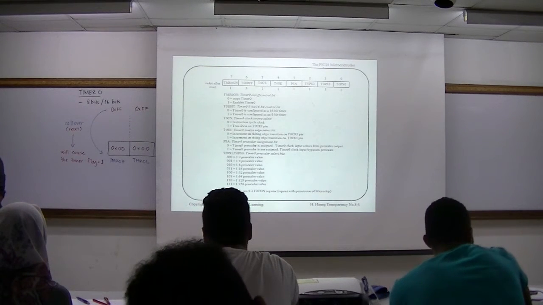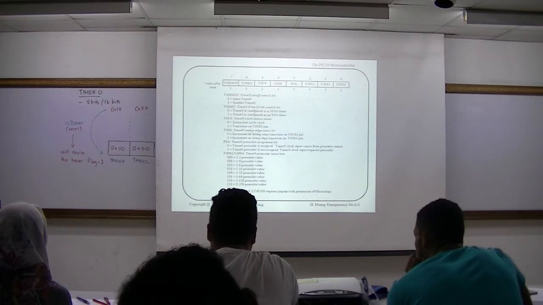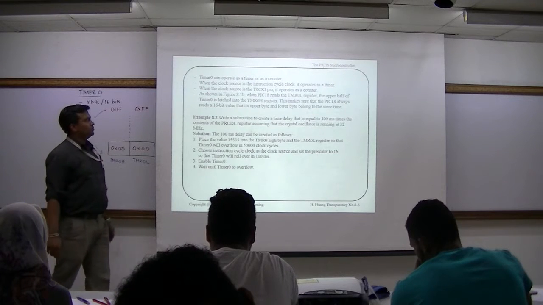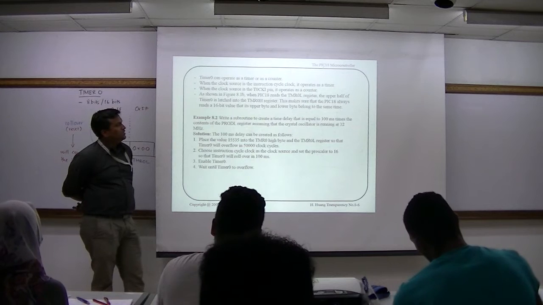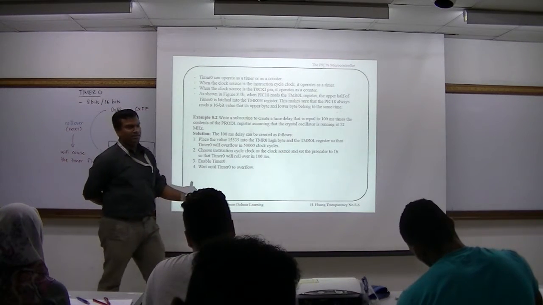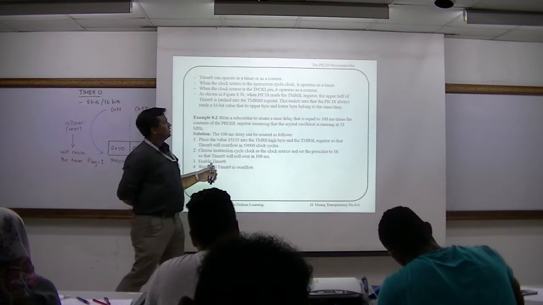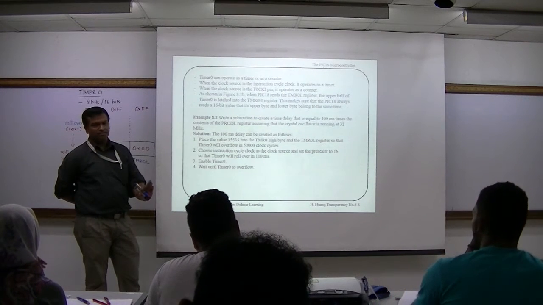So to understand this further, let us actually take an example. See, this is example 8.2. Write a subroutine to create a time delay that is equal to 100 milliseconds. So let us just stop until here. Try to solve it first. Write a subroutine to create a time delay that is equal to 100 milliseconds.